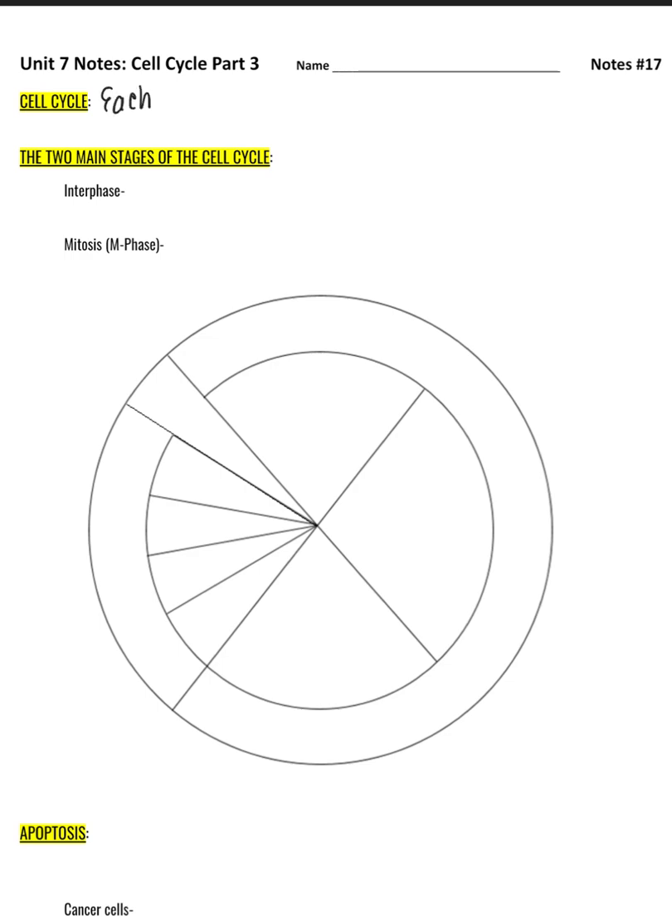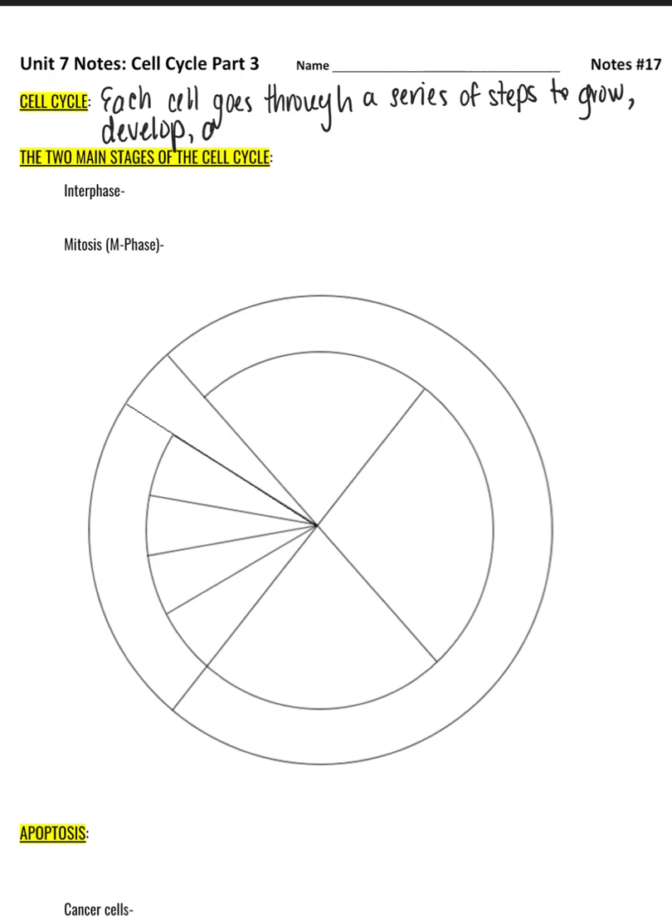We're going to write each cell goes through a series of steps to grow, develop, and divide. That means we're going to be making a new cell. In other words, we're going to be going from one cell and making two new cells.